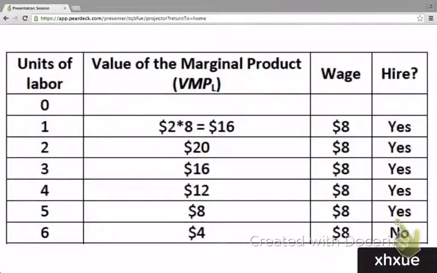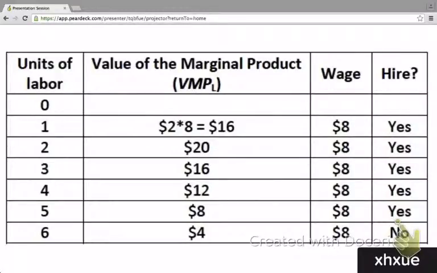The fifth worker brings in $8, we pay them $8. Well, that's where the value of the marginal product of labor is equal to the wage, so yes, we should hire them. But we should not hire the sixth worker because they bring in $4 of value, but we pay them $8. So we pay them more than what they bring in. So no, we should not hire them. So this firm's hiring decision should be to hire 5 workers.